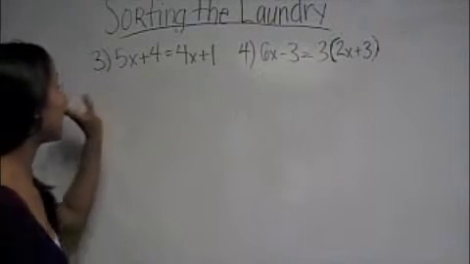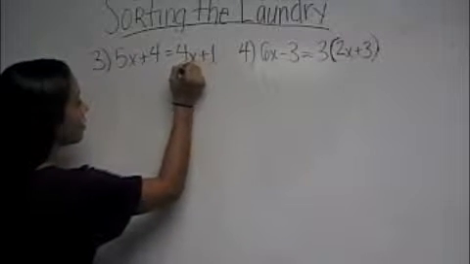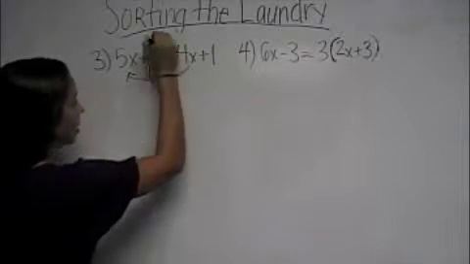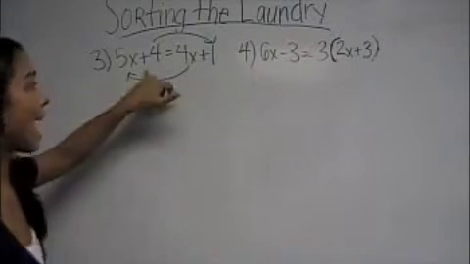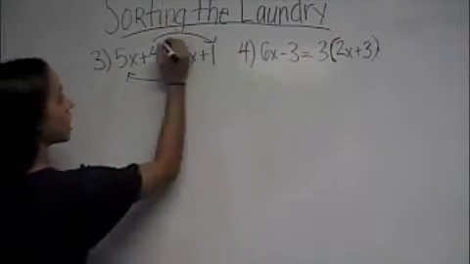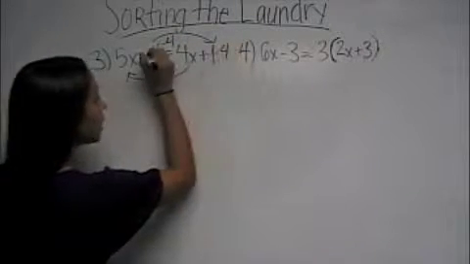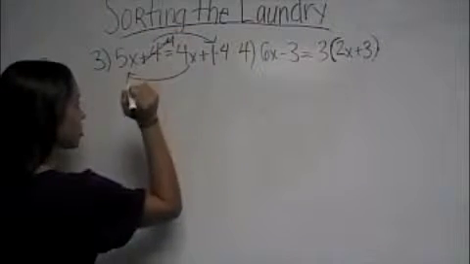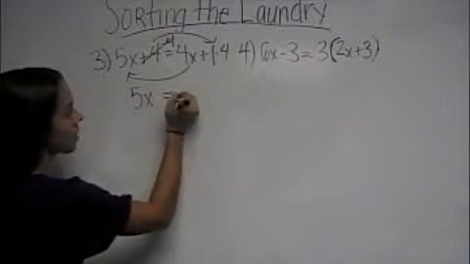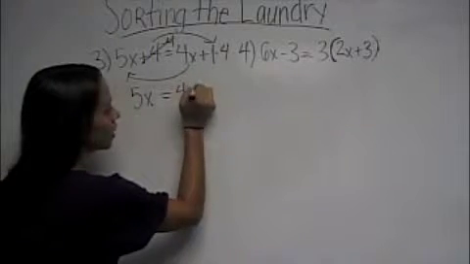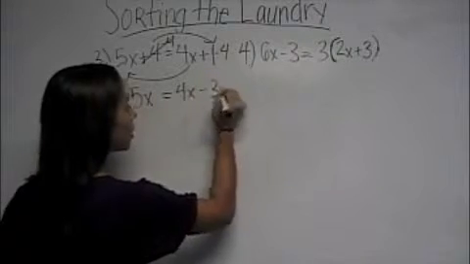Alright, let's look at problem number 3. Alright, let's move our variables this way and our numbers this way. So first let's move our number. We're adding 4 to this side, so let's subtract 4, subtract 4. Plus 4 minus 4 cancels out. We have 5x left on this side. We line up our equal sign, equals 4x, and 1 minus 4 will give us a negative 3.